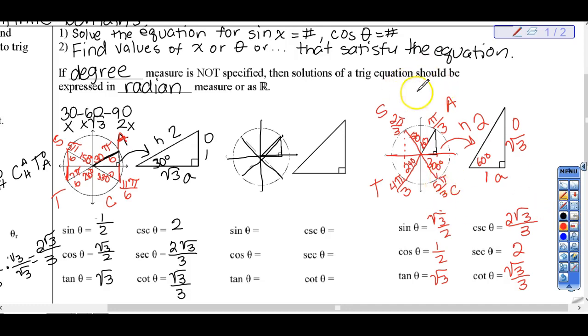So that's the 30, 60, 90 turned on its side. It's the same information. It's just switching the focus from 30 degrees to 60 degrees. Let's go do this one. This one's going to be the 45, 45, 90.